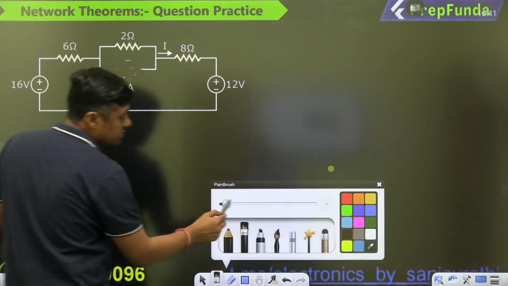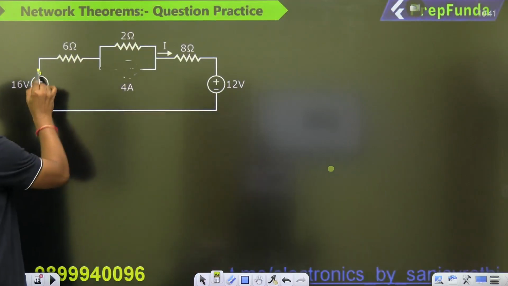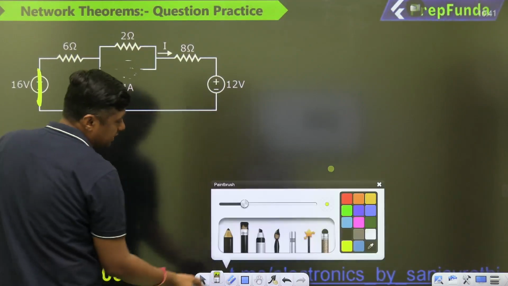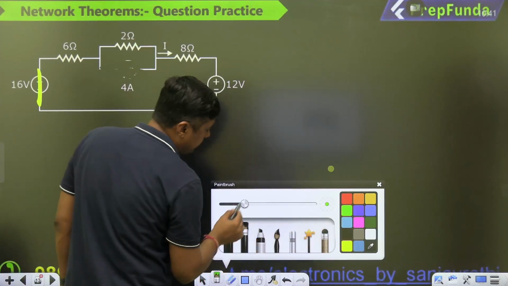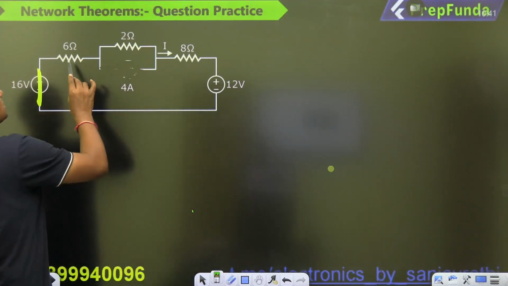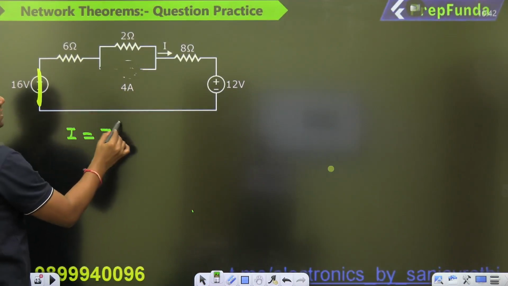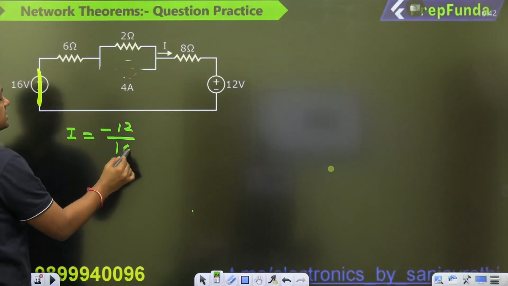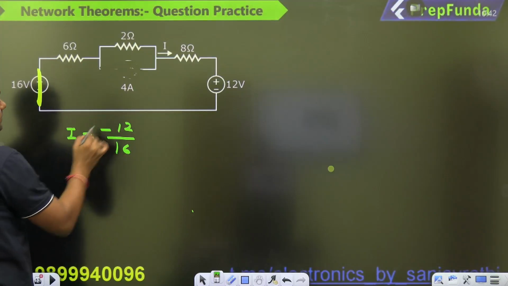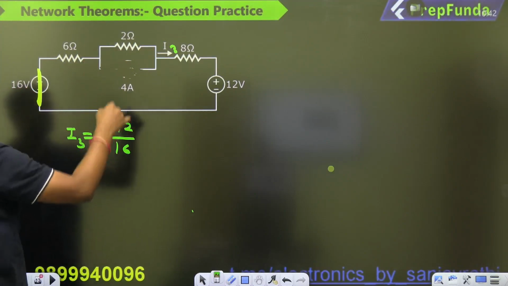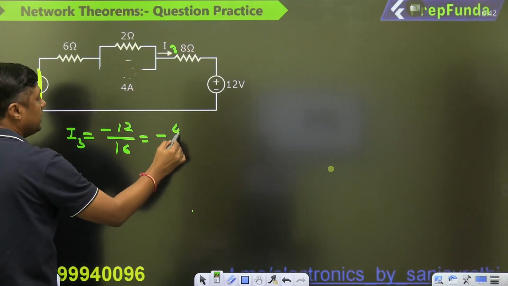And this will act as a short circuit, right? Now what is the current? Because of the 12, that is in the opposite direction, that's why it is negative. And what is the resistance? 6 plus 2, 8, 16. So I is equal to minus 12 by 16. This is the I3. 6 plus 2 plus 8, and this is in the opposite direction, and that will become minus 3 by 4.